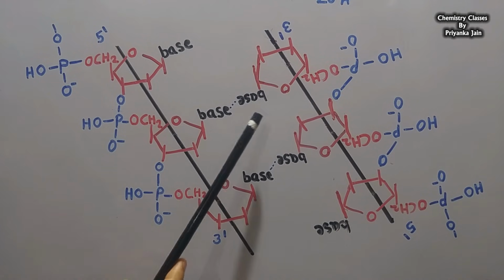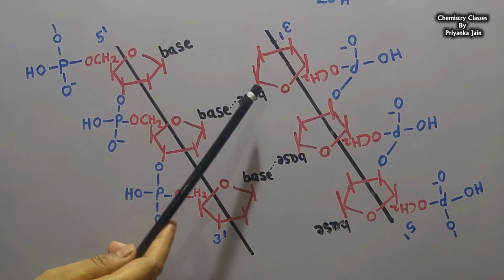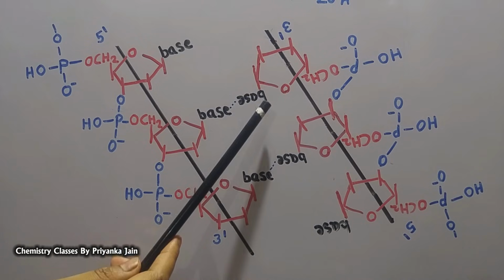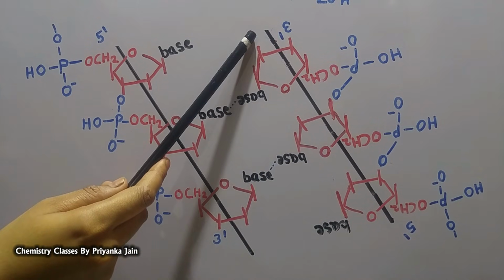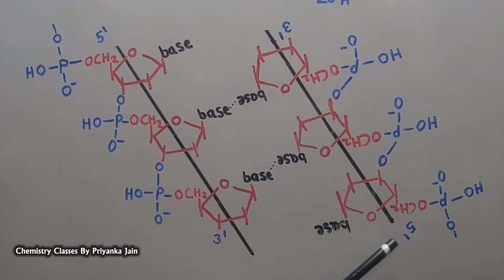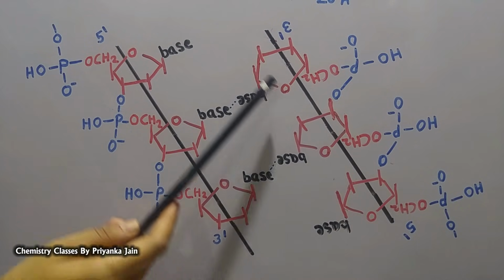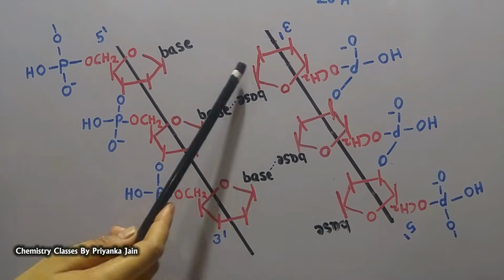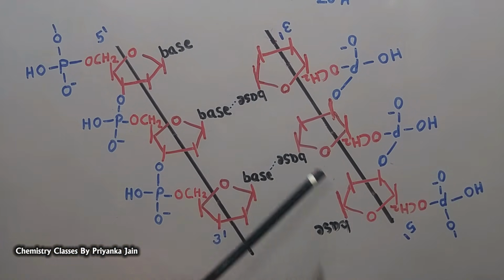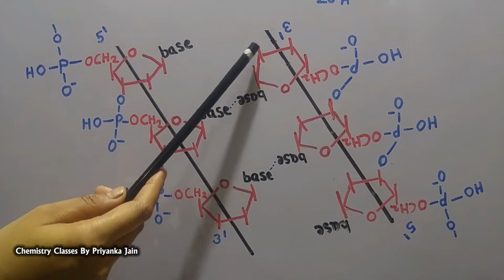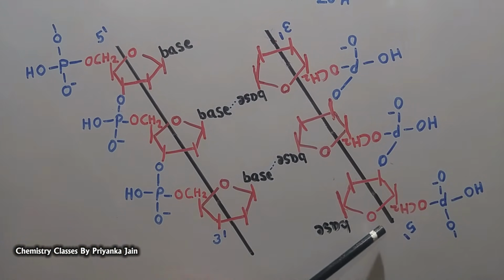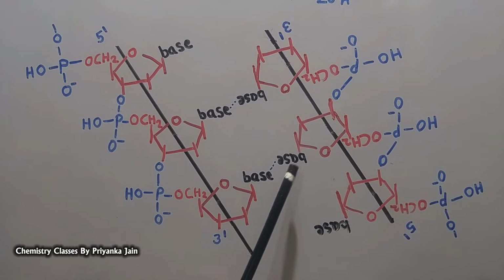Now if you see the other strand, it is anti-parallel. It means the C3 end of this is on this side and the C5 end is on the other side. So it looks like an inverted structure. You can see this is inverted because this is the C3 end and this is the C5 end. So we can say both the strands are anti-parallel to each other.